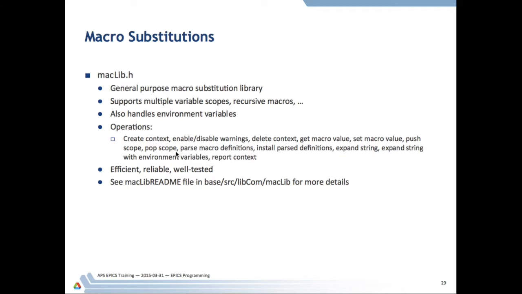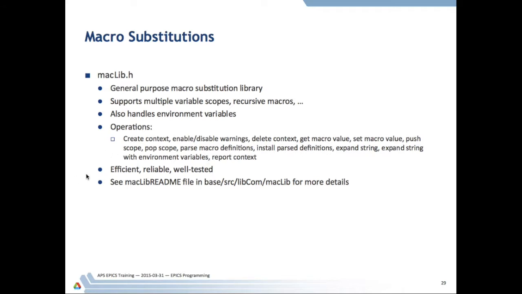We can actually present it with a list of strings like the arguments to dbLoadRecords, where you have name equals value, comma, name equals value. It'll parse that for you and turn it into a memory structure, which you can then install into your particular context, expand a particular string that may have values in it, or expand a string that may have environment variables named in it. And in 3.15, there's a new one that expands a string that has both local macros and environment variables. So there's lots of functionality there.